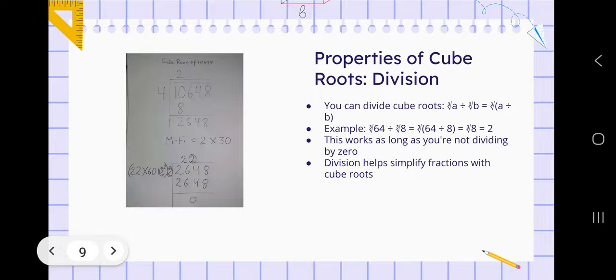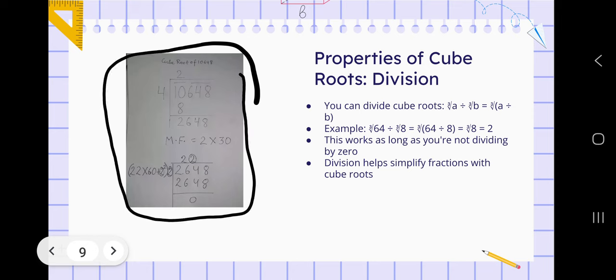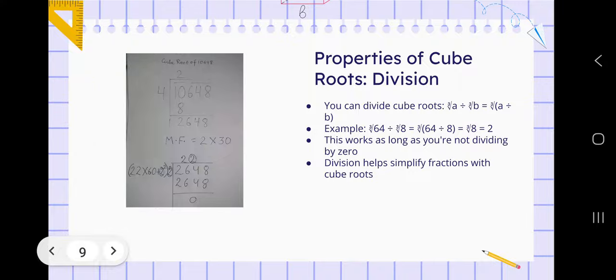So, we have over here the cube root of 10,648. The cube root of 10,648 is equal to 22.